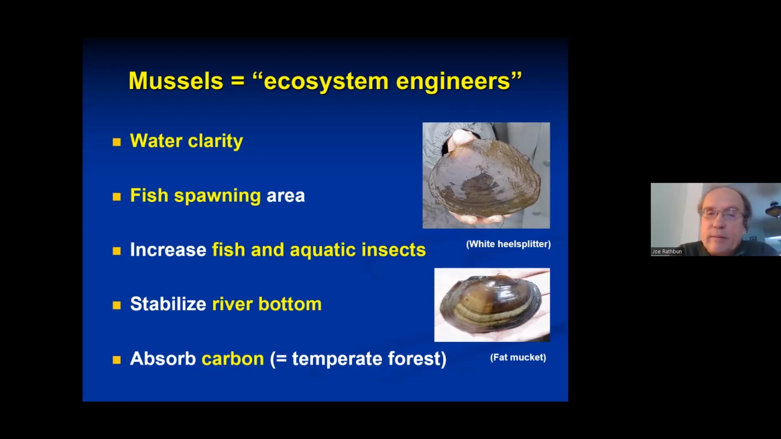Their shells are made from calcium carbonate, which they obtain from the water around them, and the water gets it from the atmosphere. And in a dense mussel bed, the shells will accumulate about as much carbon every year as a temperate forest, which is to say around several hundred grams of carbon per square meter per year.